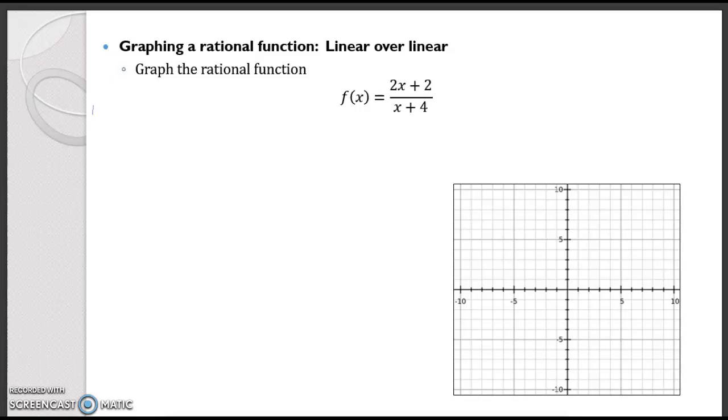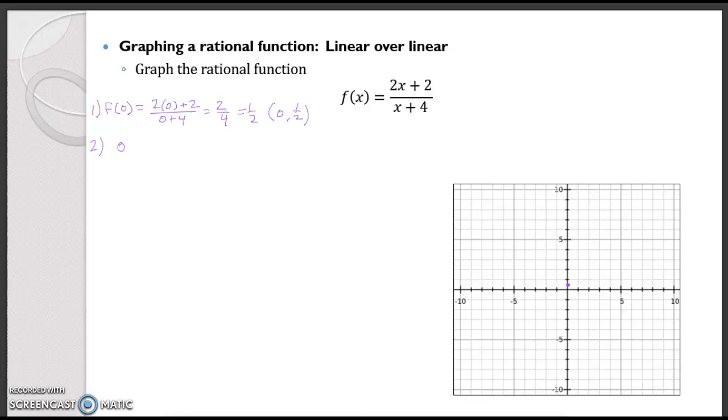So again, the first step is to find f of 0 or our y-intercept. So when I do this, I get 2 times 0 plus 2 over 0 plus 4. This ends up being 2/4 or 1/2. So I have a point at x is 0 and y is 1/2. Let's go ahead and plot that. X is 0, y is 1/2. There's my y-intercept.